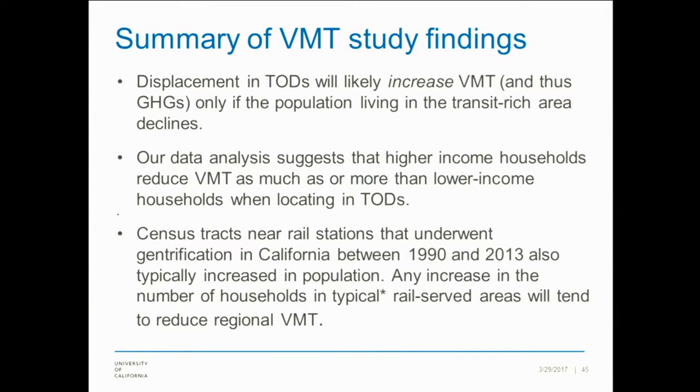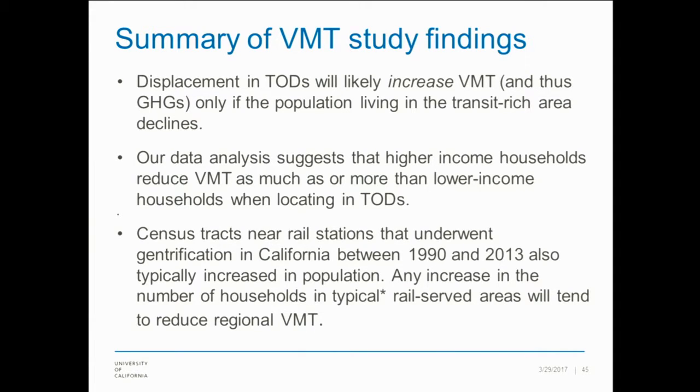Displacement in TODs is likely to increase VMT and thus greenhouse gases only if the population that lives there declines. The second bullet, our data analysis suggests that higher income households reduce VMT as much as or more than lower income households when they locate in TODs, that is to say near rail.